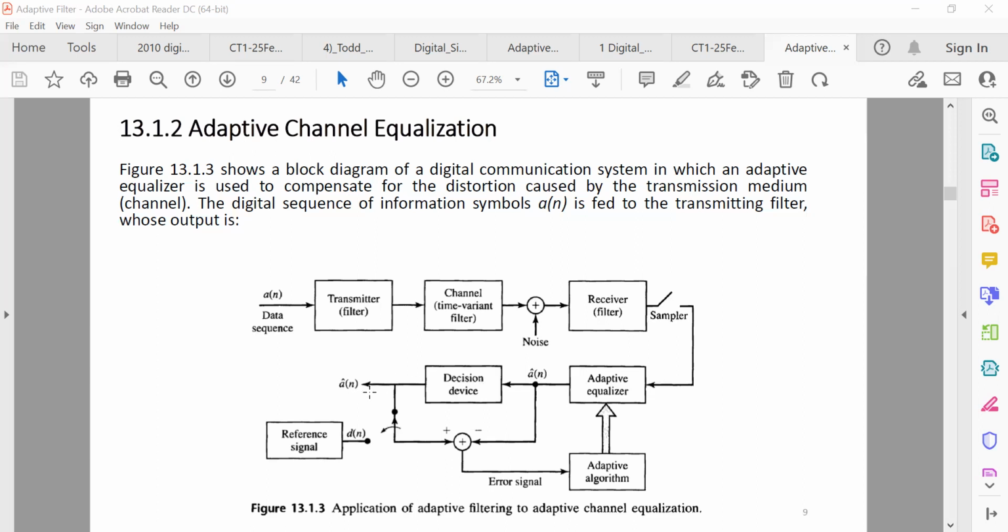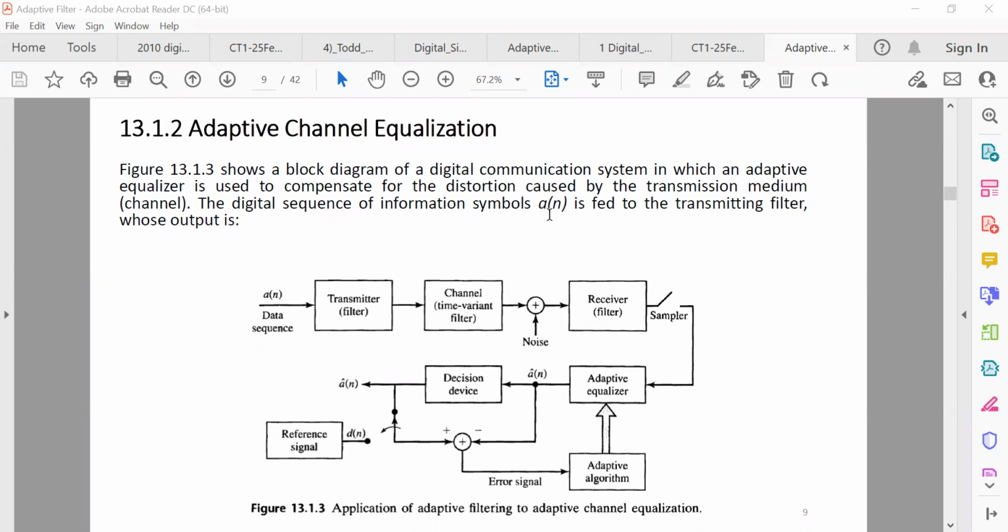This final a caret n output is compared with some reference signal, and then we get some error signal. This error signal is passed through an adaptive algorithm. The output of this adaptive algorithm changes the adaptive equalizer, and thereby the adaptive equalizer does the actual correction in the signal, which is expected. So this is the loop we are doing.